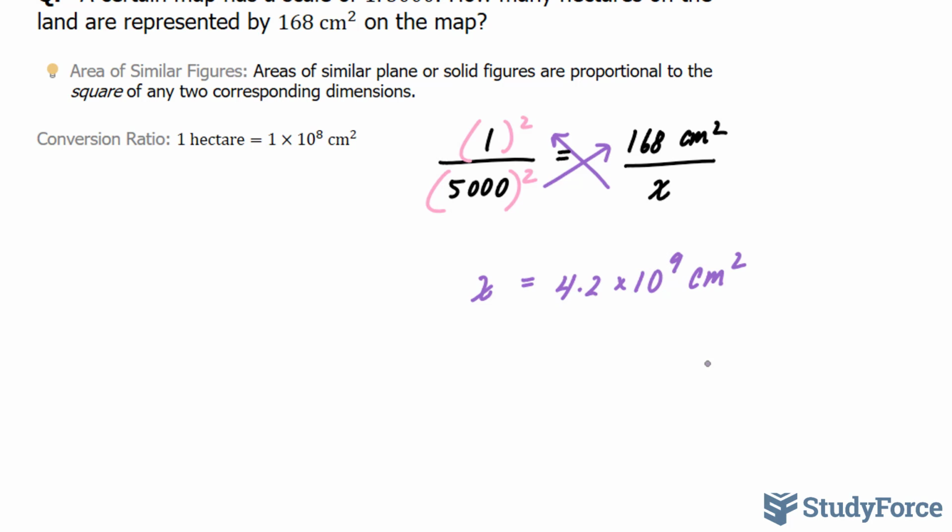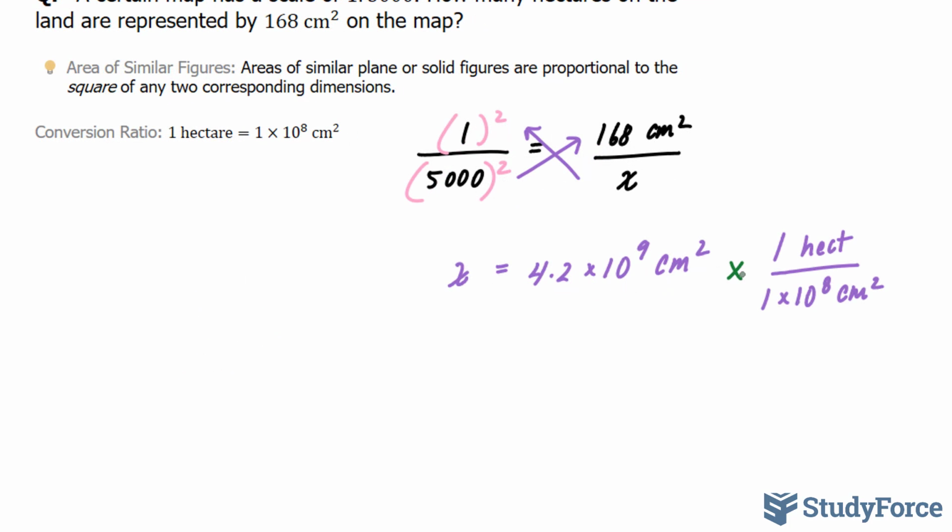Now what I have to do, and because centimeters squared is not an appropriate unit to use when you are discussing land size, we will convert this into hectares, and the conversion ratio is provided. 1 hectare is equal to 1 times 10 to the power of 8 centimeters squared. We will take our area and multiply it to this conversion ratio, the way it is. Let me show you what I mean. So I'm going to multiply this number by this conversion ratio.